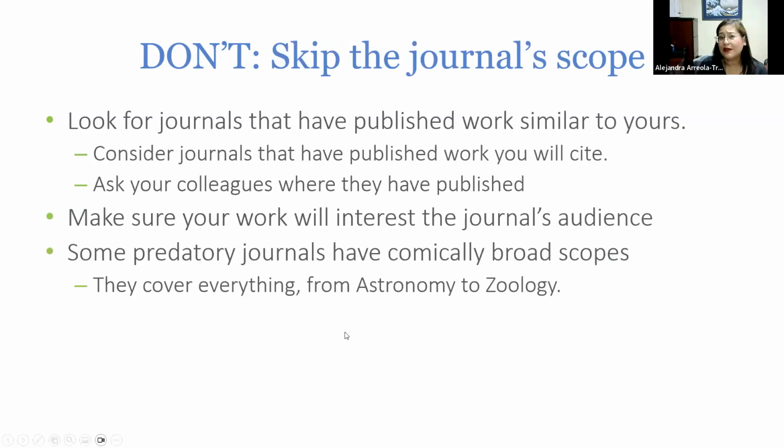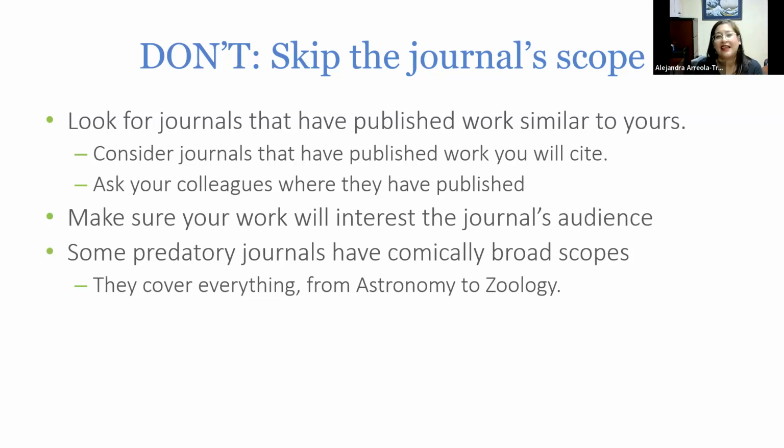The other one, and you all mentioned the scope when we were discussing in groups and when you were sharing what not to do when choosing a journal. Well, don't skip the journal scope. Always look for journals that have published work that is similar to yours. How can you do this? You can consider journals that have published the work you will cite. So look at your references. The journals that appear in your references will very likely be interested in your research.